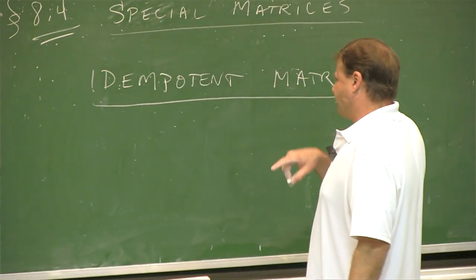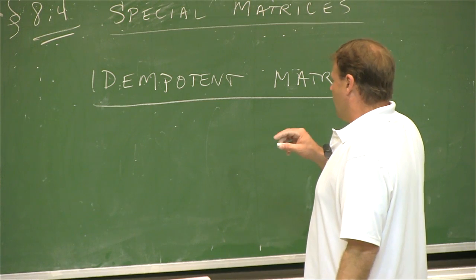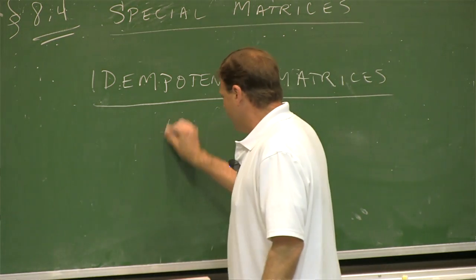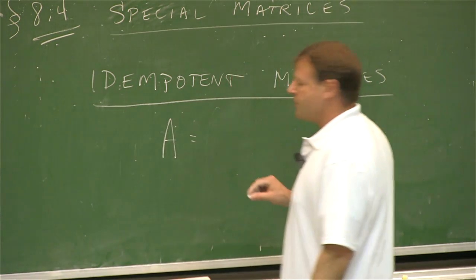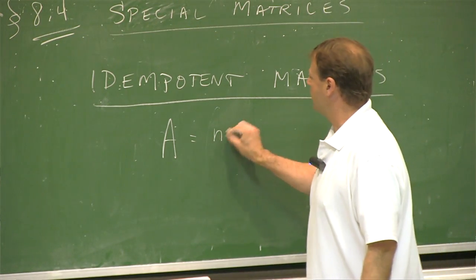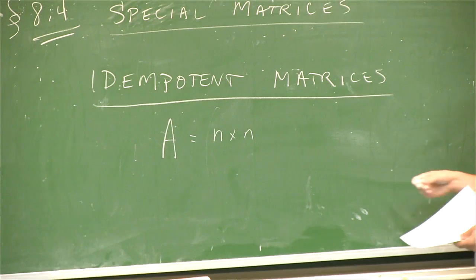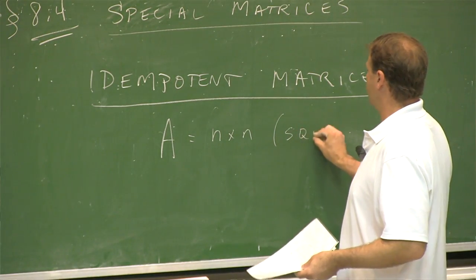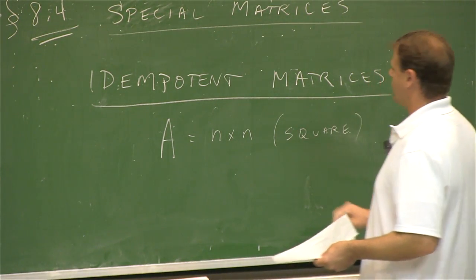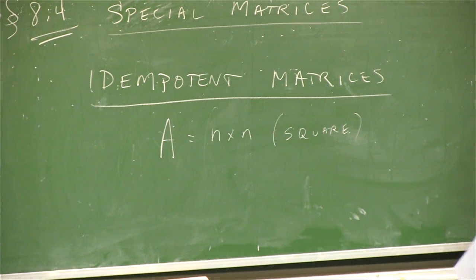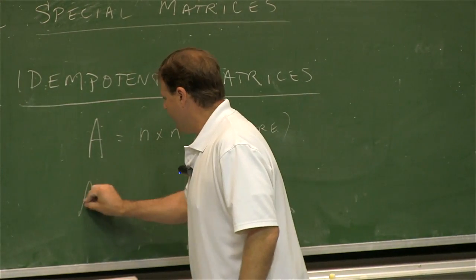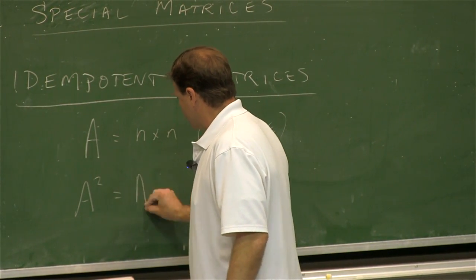All right, so let me just give you the definition. If you have matrix A, first of all, it has to be square. So when I say n by n, I could say the word square. I could say n by n. So you're supposed to think of square in your mind when I write that symbolism. And then it has this special property that A squared equals A.